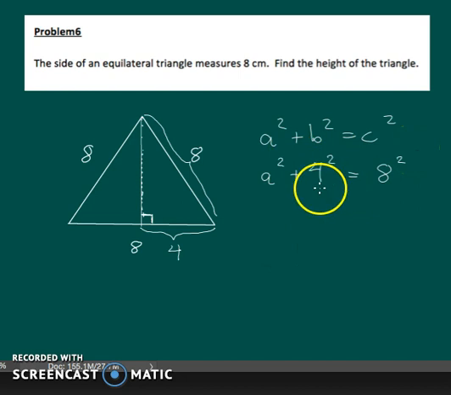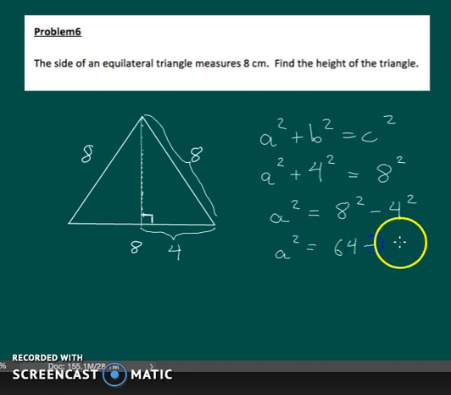Okay, so I'm just going to rearrange this in terms of subtraction so that I have my unknown variable sitting on its own. So a squared is equal to 8 squared minus 4 squared. 8 squared is 64. 4 squared is 16. So a squared is equal to 48.